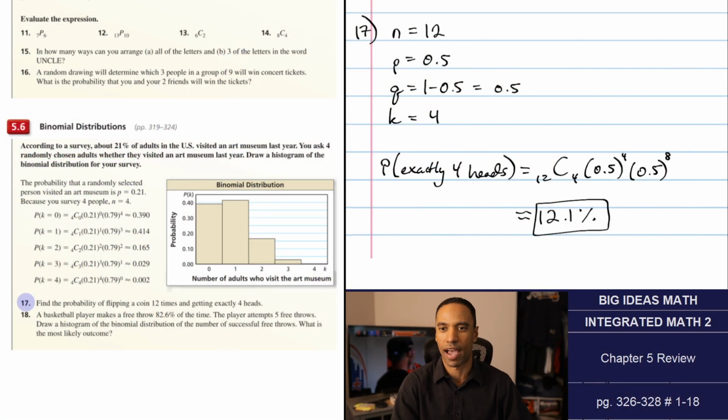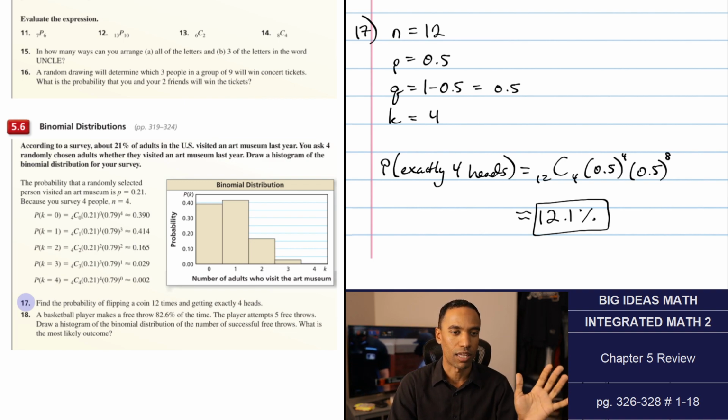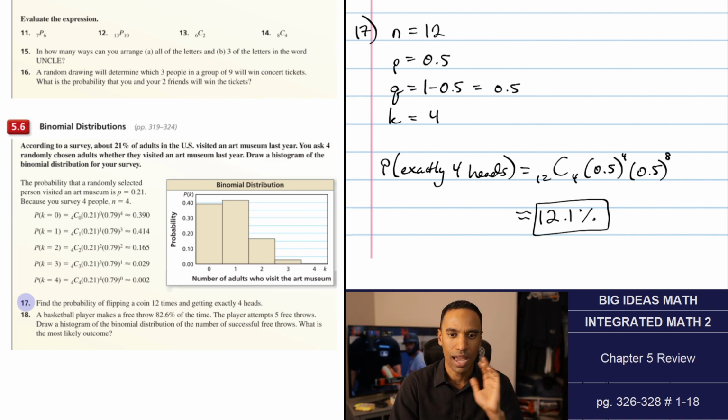So I'm getting around 12.1%, which is kind of high overall when you consider the fact that you have to distribute it out, not evenly, from 0 to 12 heads that can be landed on. I think those are pretty decent results as far as that goes. But yeah, so there you have it.